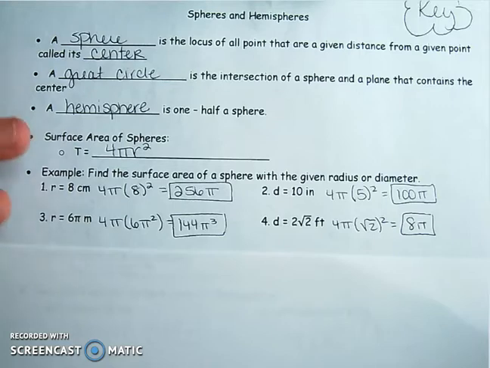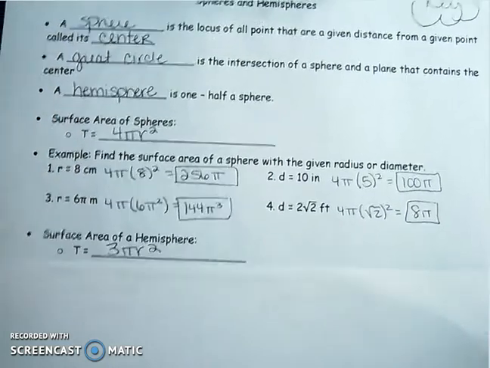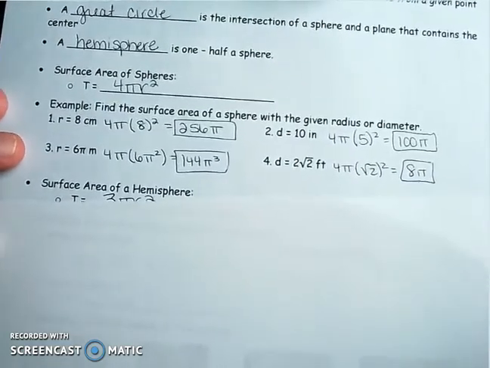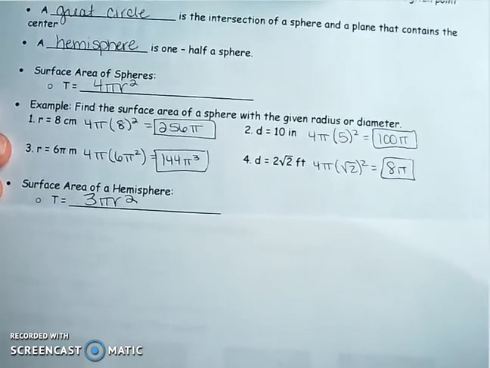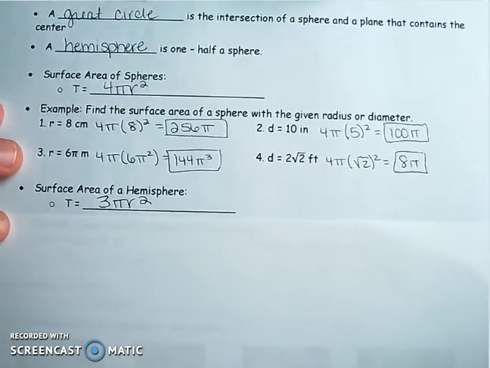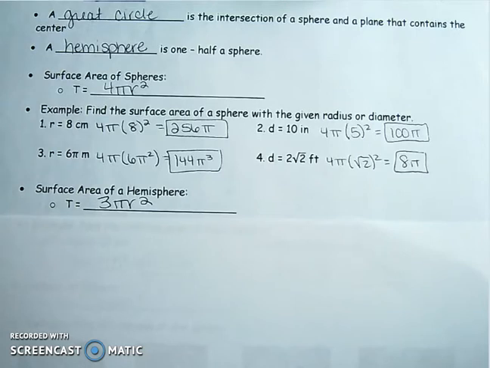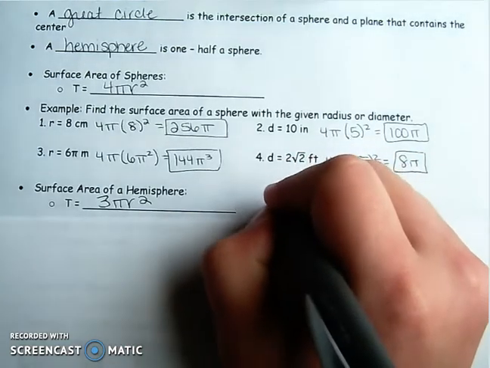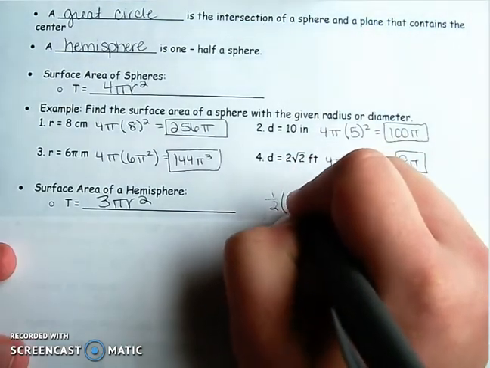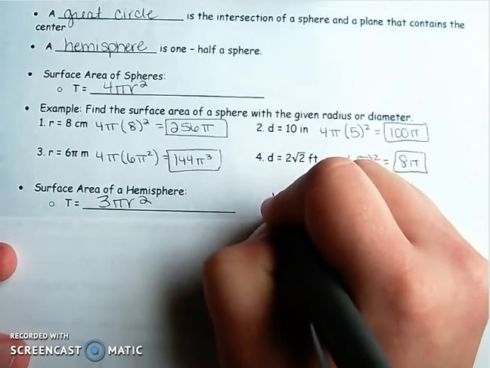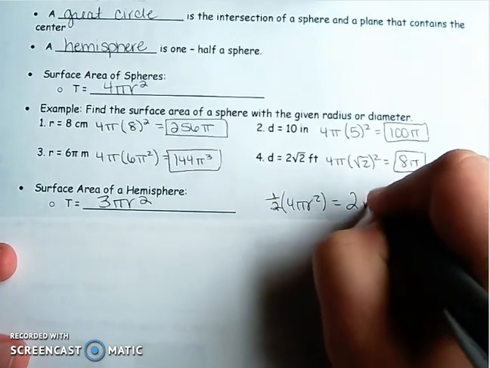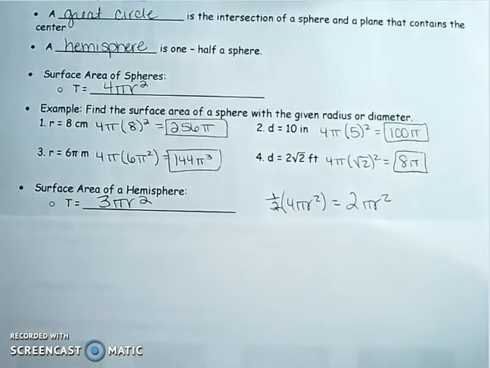A hemisphere is half of a sphere, but the formula for the total surface area is 3 pi r squared. Well, where does this come from? Well, half of 4 pi r squared is 2 pi r squared. So where's the 3 coming from?